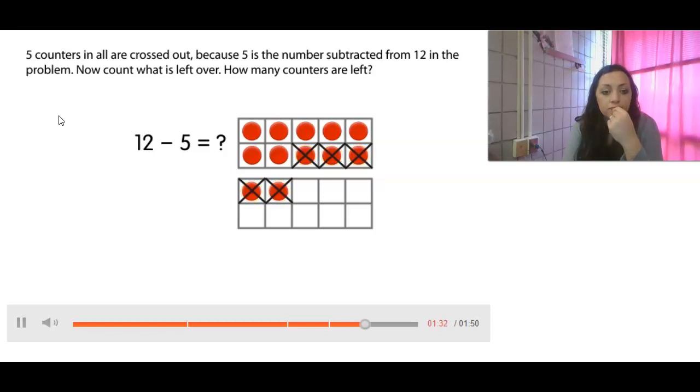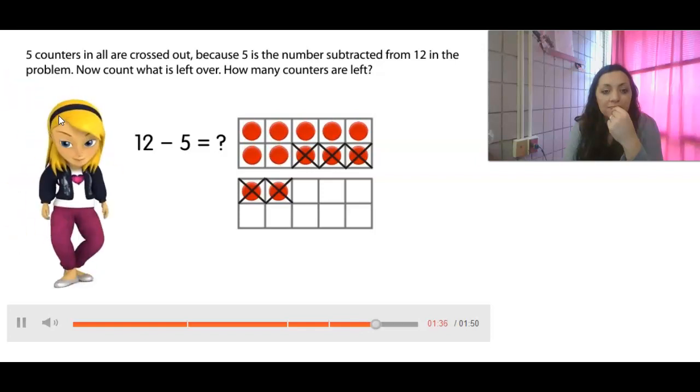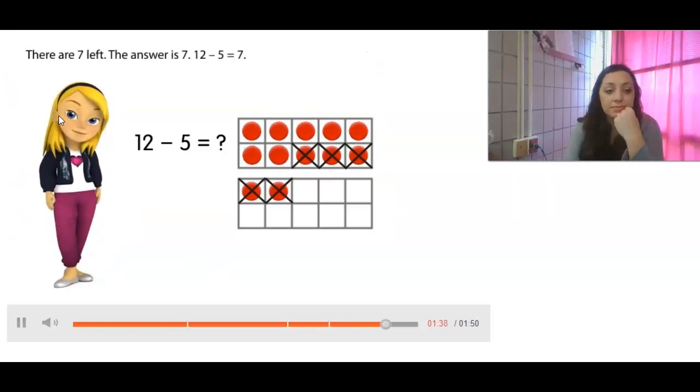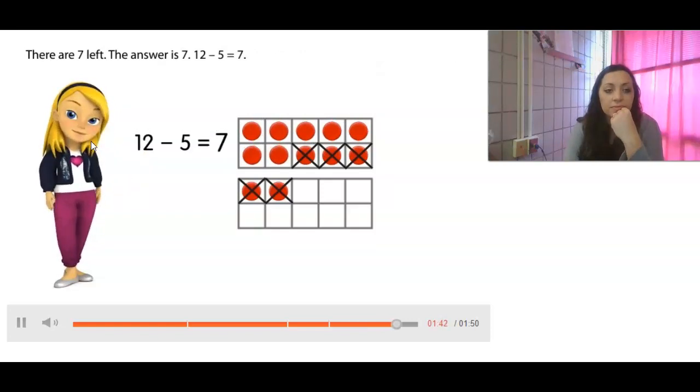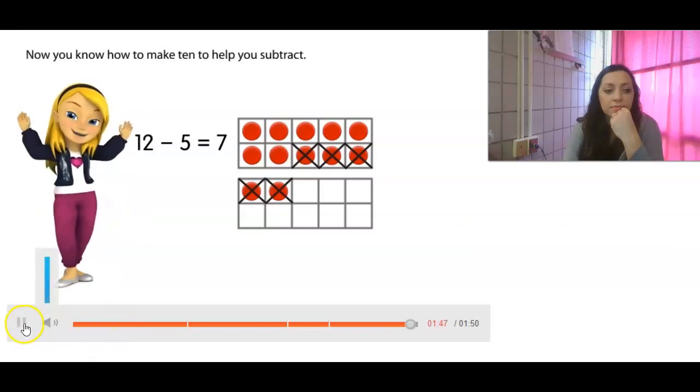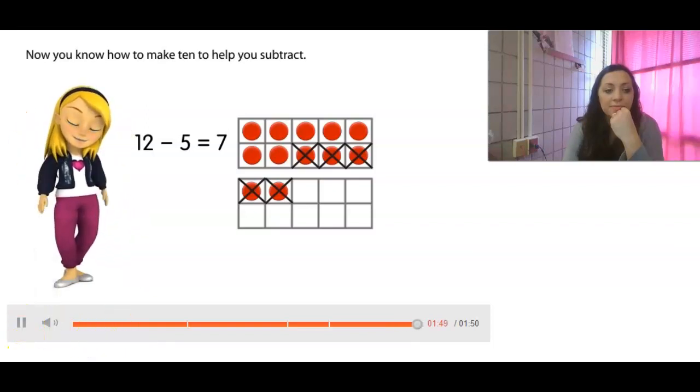Now count what is left over. How many counters are left? There are 7 left. The answer is 7. 12 minus 5 equals 7. Now you know how to make 10 to help you subtract.